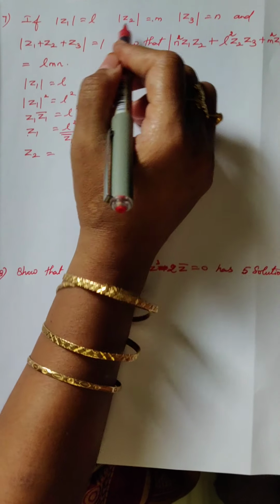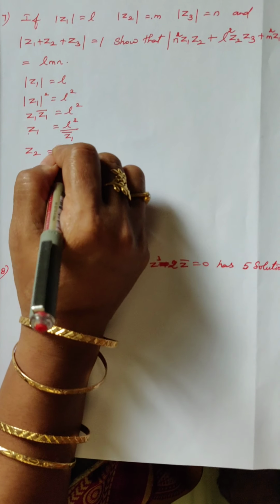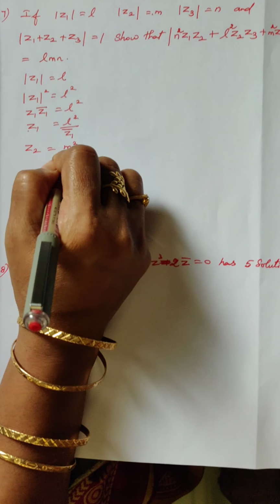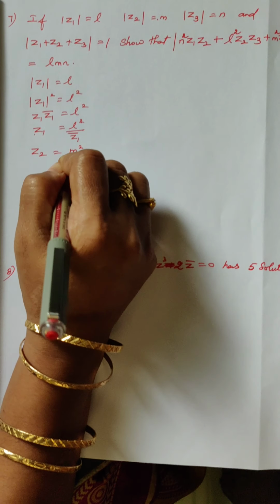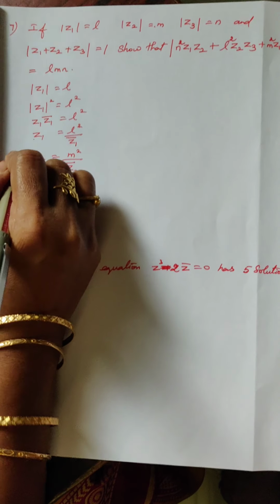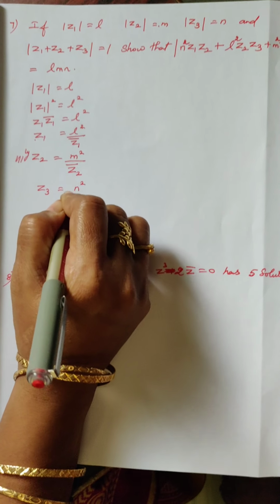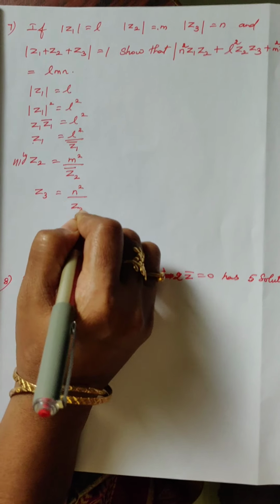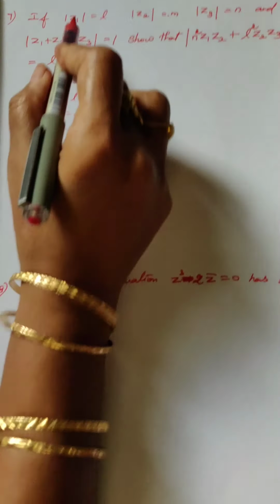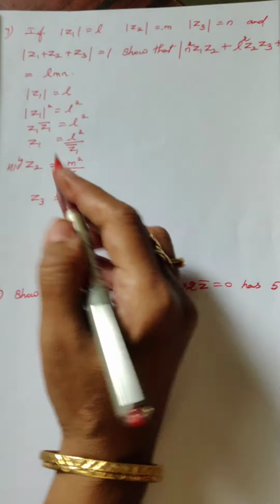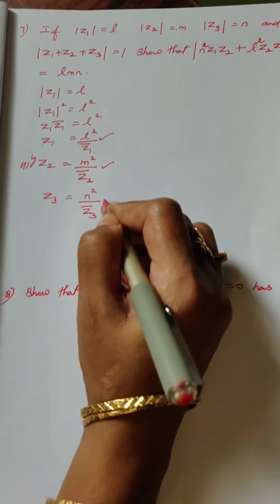Is it clear now? Similarly, I can take z2 as, see here, z1 is l square by z1 bar. Similarly, z2 is equal to m square by z2 bar, and z3 equal to n square by z3 bar. Is it clear now? So using these three pieces of information I have taken these three parts.